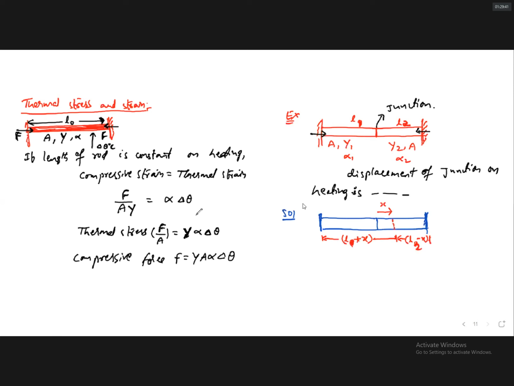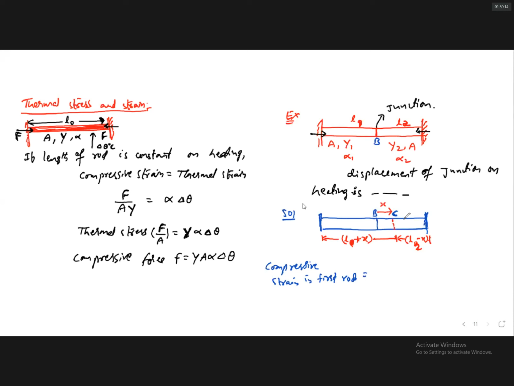Therefore, what is the compressive strain in the first rod? Compressive strain in the first rod. Here we can say the junction is at B. It is finally set at C.